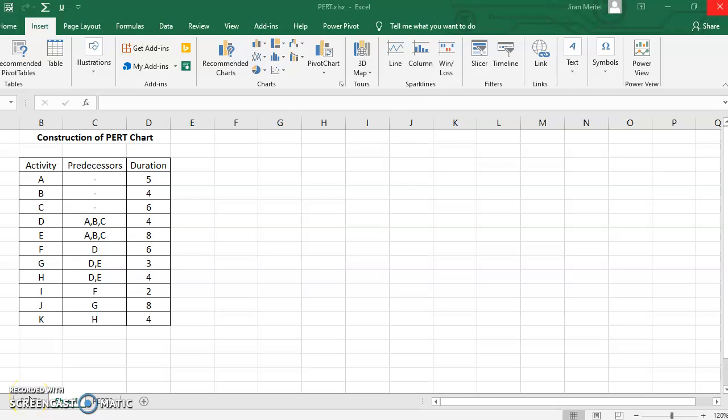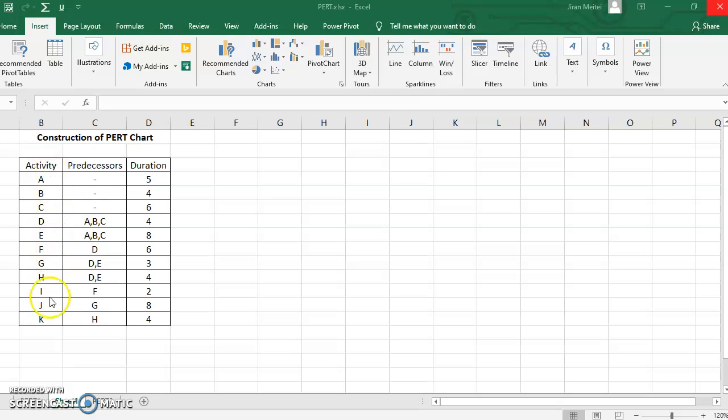Hello friends, today we will be learning how to construct a PERT chart for any given project. To construct a PERT chart for any given project, you should know the list of activities for the project, and you should also know the immediate predecessors or the immediate successors of the various activities.